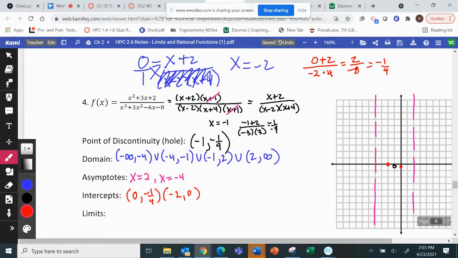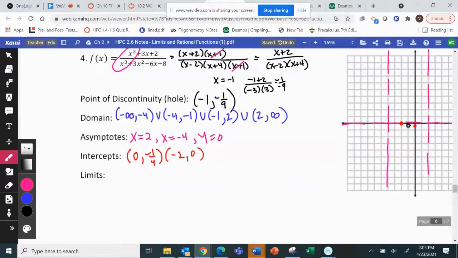So I'm going to use my limits to find the behavior around the asymptotes and, oh, I didn't do my horizontal asymptote yet. By using the shortcut, I'm looking at the degree on top and the bottom. The degree on top is 2. The degree on the bottom is 3. If it's bigger on the bottom, then it's y equals 0. So now I'm going to do the limits.